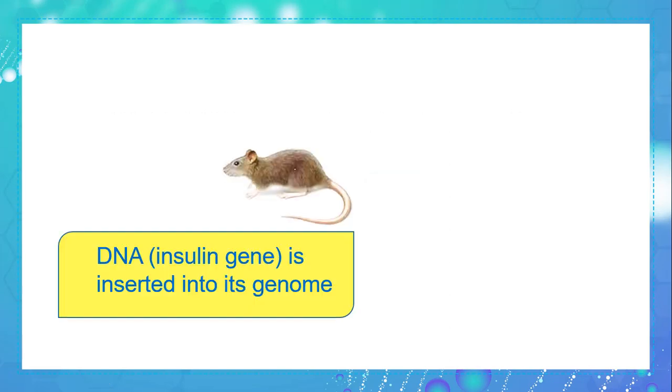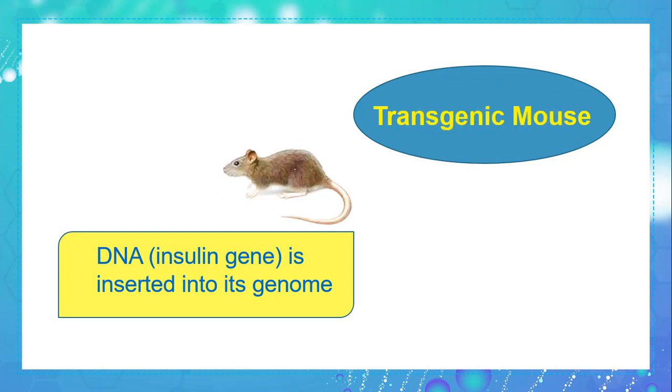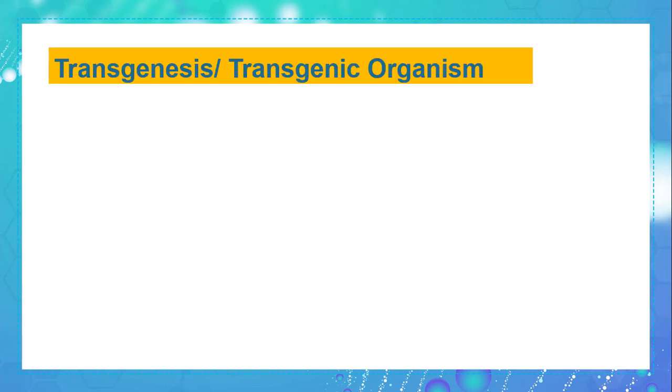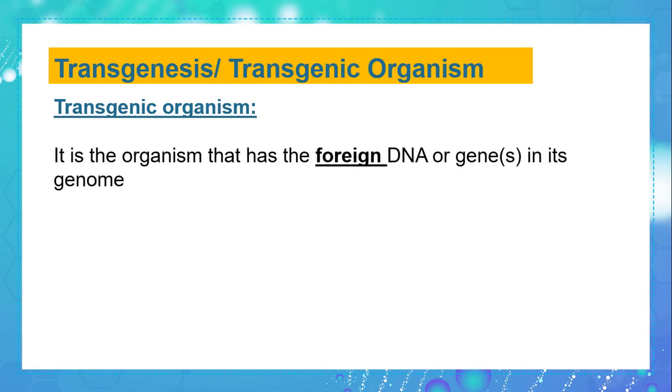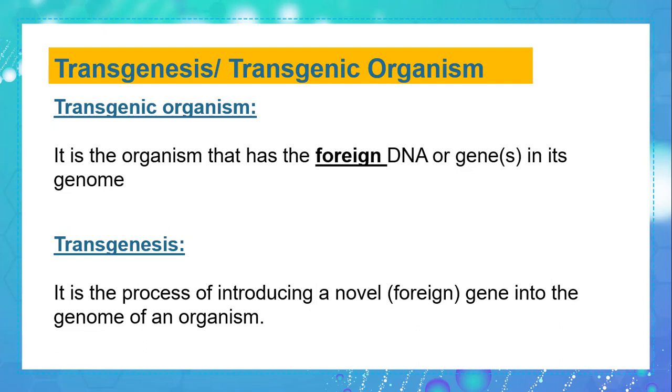This is the mouse that showed the human insulin hormone in its blood. Then it is the mouse that had the insulin gene inserted into its genome. This mouse is described as a transgenic mouse. What do we mean by a transgenic organism? And what is transgenesis? A transgenic organism is the organism that has the foreign DNA or genes in its genome. Transgenesis corresponds to the process of introducing a novel or foreign gene into the genome of an organism.